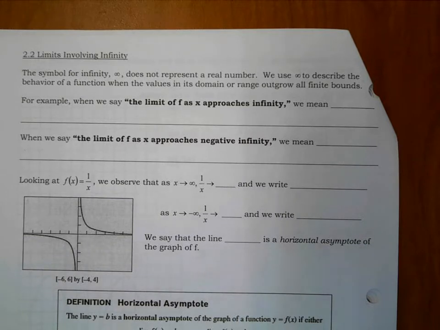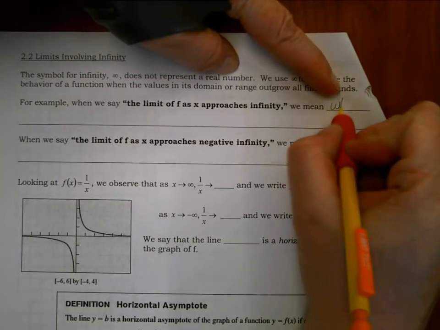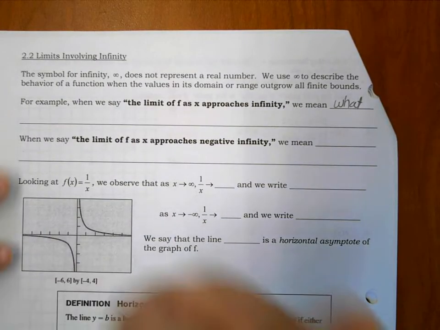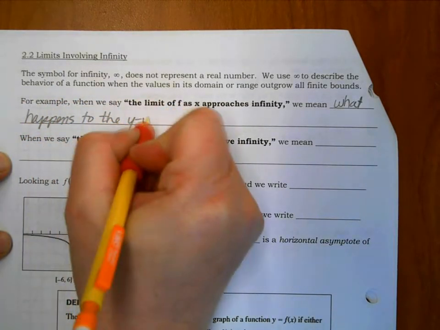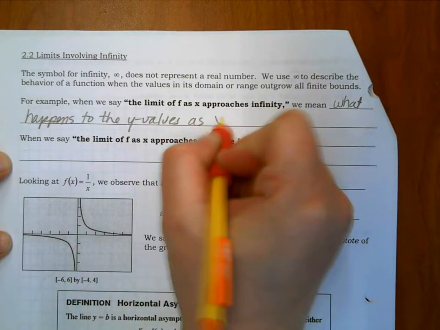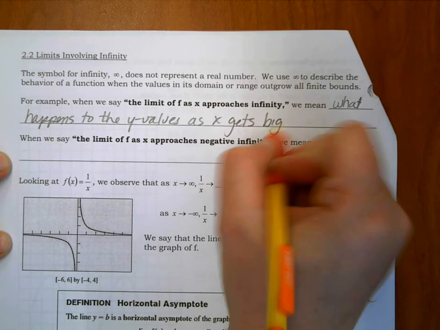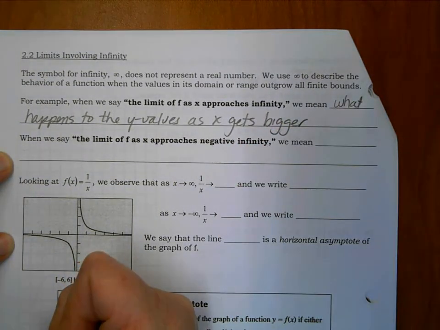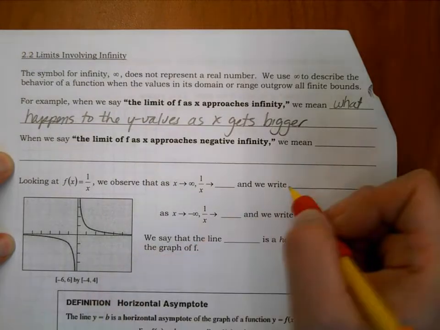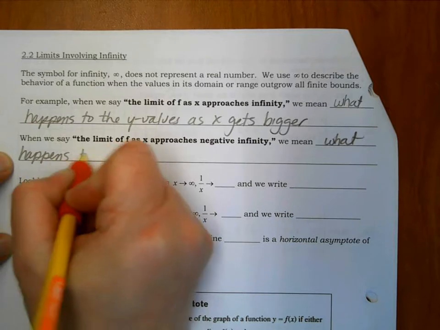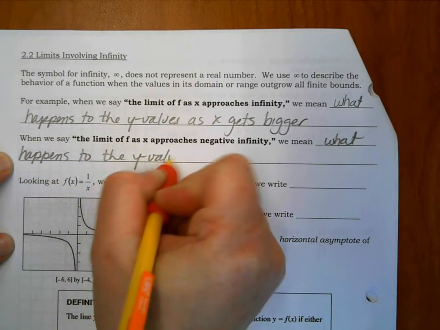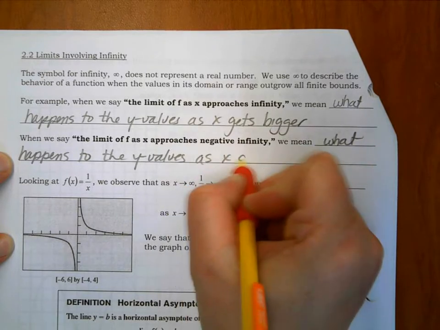So when we say the limit of f as x approaches infinity, what we mean is, what happens to the y values as x gets bigger and bigger? So that's the limit as x approaches infinity. When we talk about the limit as x approaches negative infinity, we mean, again, what happens to the y values as x gets smaller.